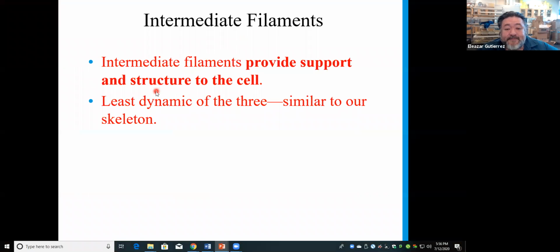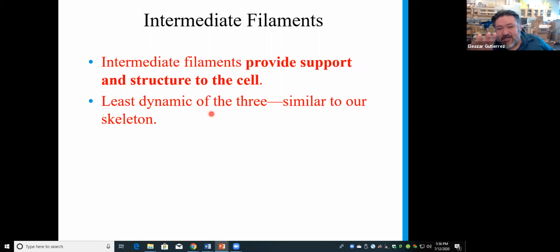Intermediate filaments. So intermediate filaments provide support and structure to the cell. It is the least dynamic. In other words, they don't move at all. So if you look at a cell and you're wondering, is this strange, or does every organelle in the cell look like it's always in the same spot? Well, it's not strange.